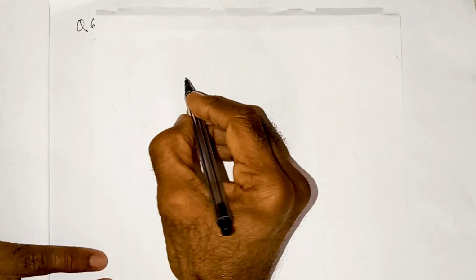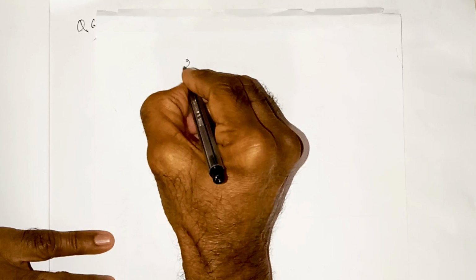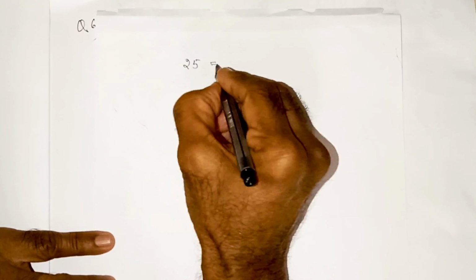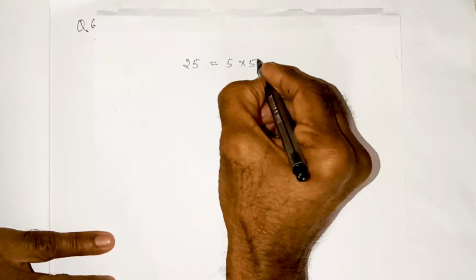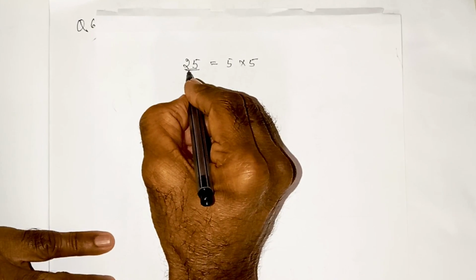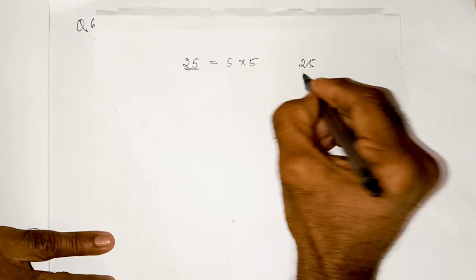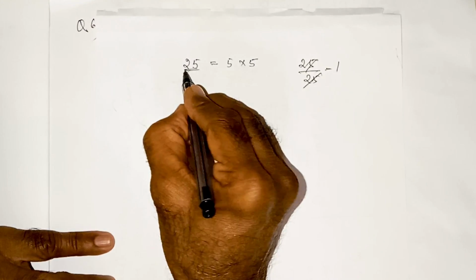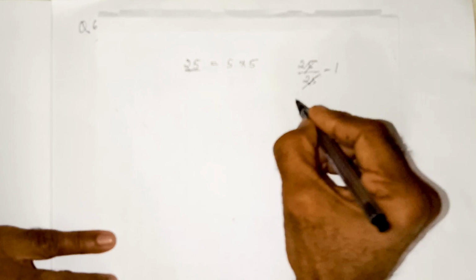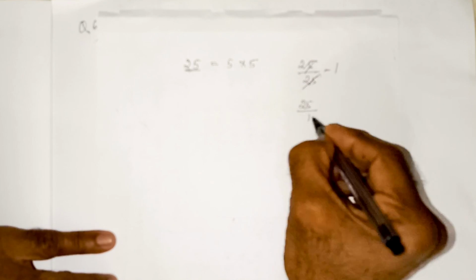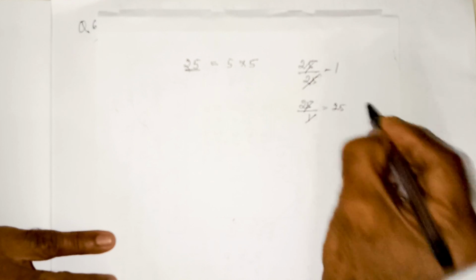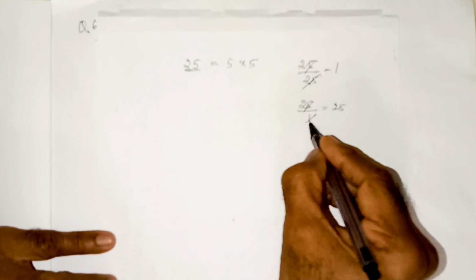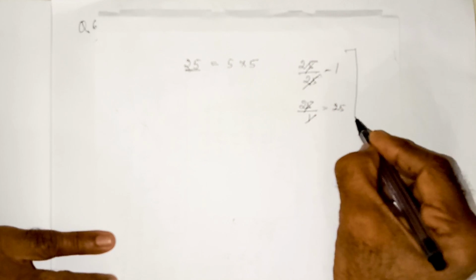I'll explain. Suppose I have one number, say 25. Now I can take the factors of 25, which is 5 into 5. This number can be divided by 25 itself, that is 25 by 25, you get 1. So this number 25 can be divided by the same number, or it can be divided by 1, which is equal to 25. So these are the two conditions.